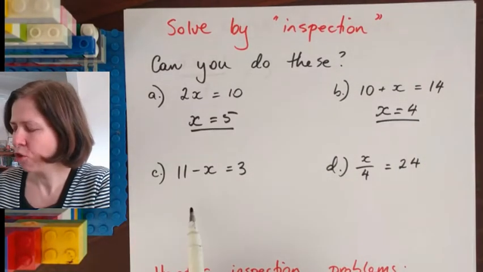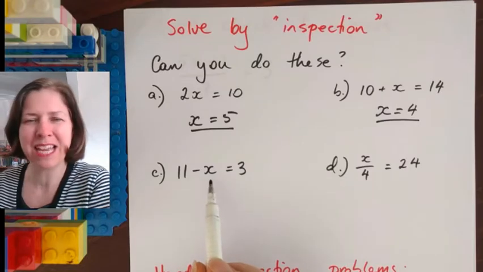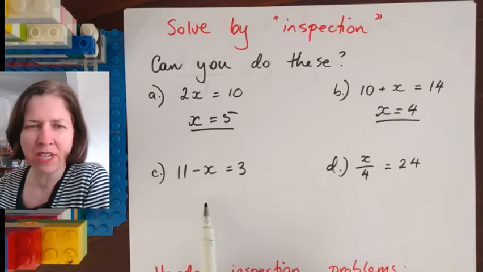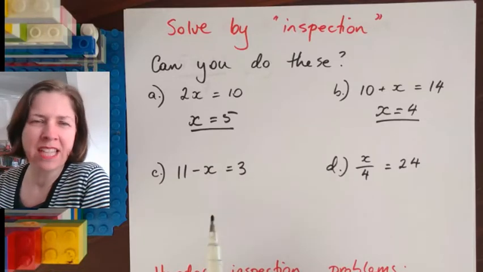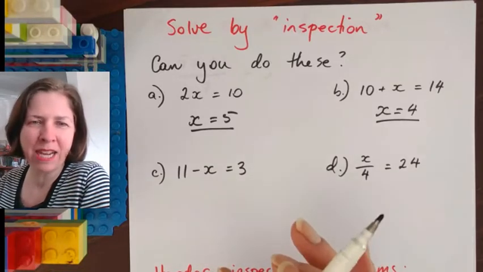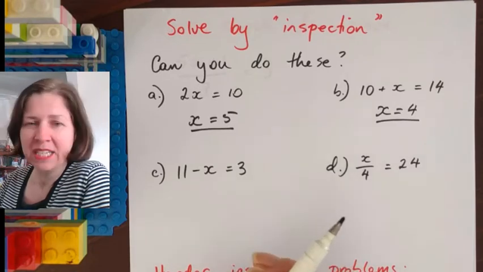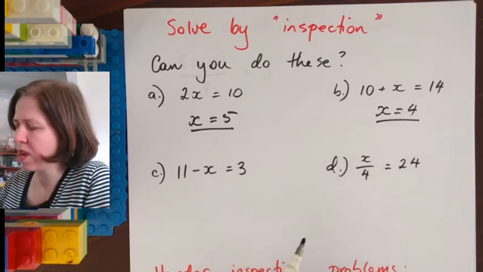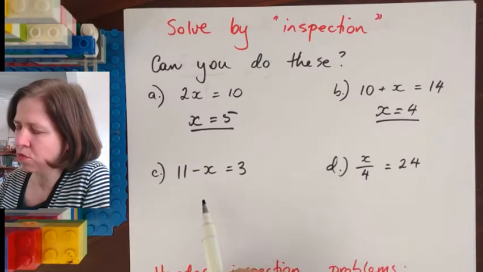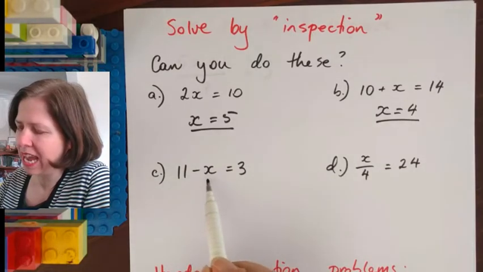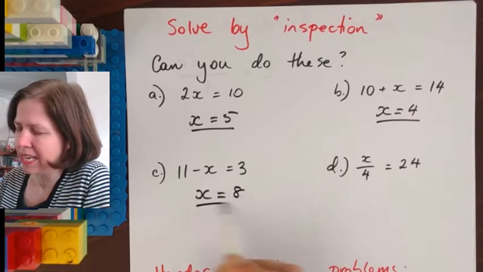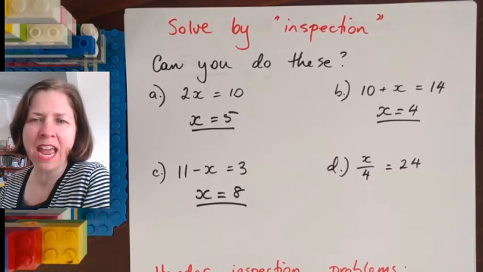For C, I've got 11 minus a number equals 3. That's a bit trickier. 11 minus what is going to give me 3? So it's the same number that if I add 3 plus that number, I'm going to get 11. So the other way I can think about it is 11 minus 3, which is 8. Let's check it works. 11 minus 8 equals 3. Yes, it does. That means 8 is the correct value for x.